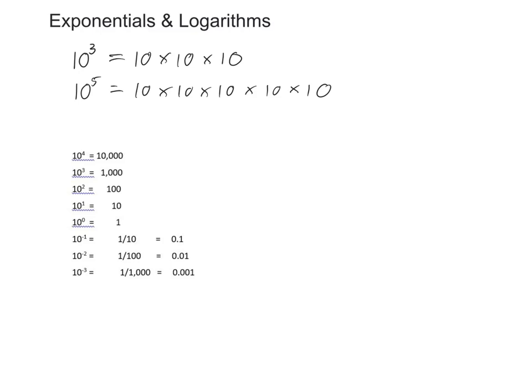If we then go 10 to the negative 1, we divide by 10 again. So 10 to the negative 1 is 1/10, or 0.1. 10 to the negative 2, we divide by 10 again, and we get 1 over 100, or 0.01. Likewise, 10 to the negative 3 is 1 over 1,000, or 0.001. In general, 10 to the negative power is just 1 over 10 to the positive power. So 10 to the negative 2 is 1 over 10 squared. We can see that here.